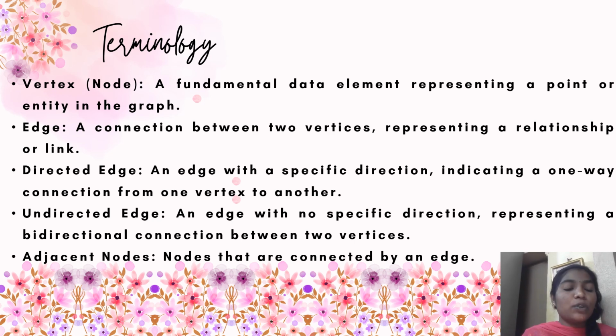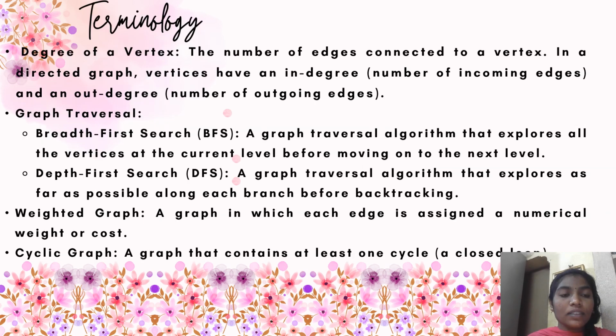A graph is said to be undirected if it contains no edges with directions. Adjacent nodes: nodes that are connected by an edge are called adjacent nodes. Degree of a vertex: the number of edges connected to a vertex. In a directed graph, vertices have an in-degree, the number of incoming edges, and an out-degree, the number of outgoing edges. It is called the degree of a vertex.